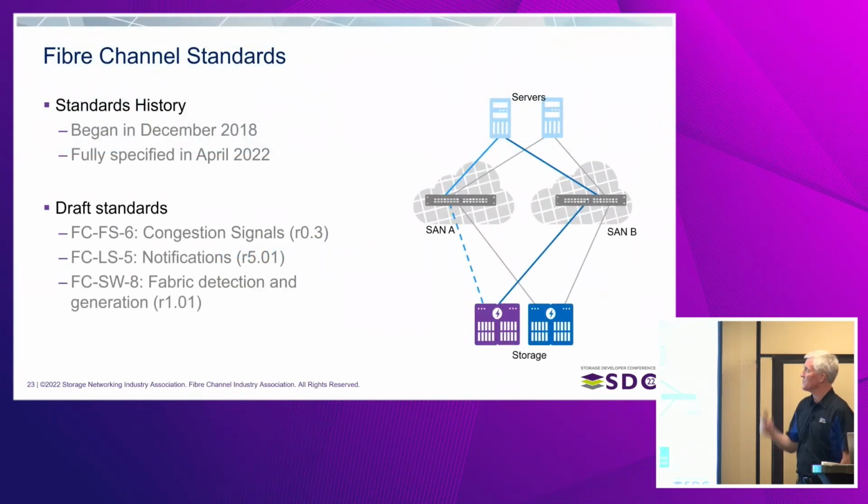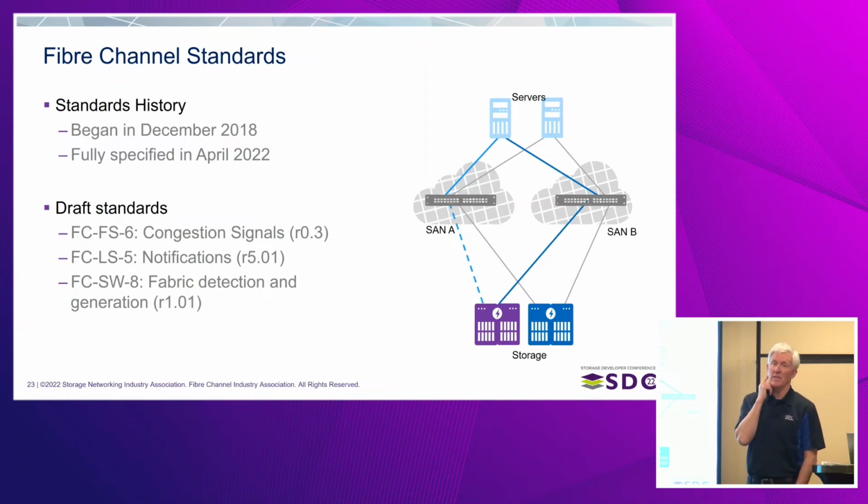So where are we? As far as the standards are concerned, we began this effort in late 2018. The Fibre Channel standards worked through all of this. Everything's been fully specified as of April of this year. The specifications address framing and signaling, link services, and switch fabric operation.